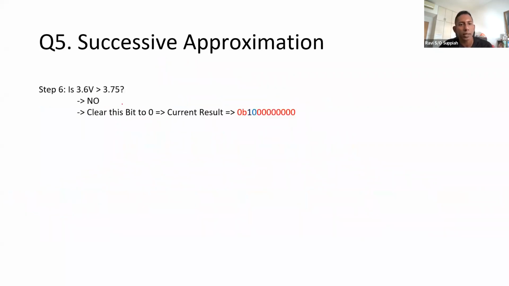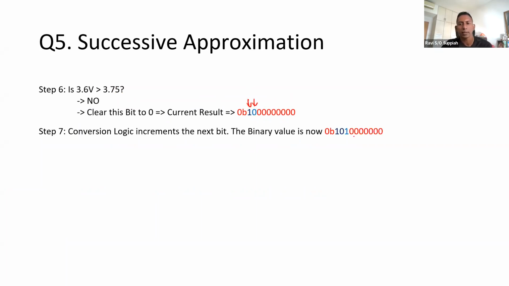When I get 3.75 volts and I do the comparator check, I will realize that 3.6 is actually smaller than 3.75. So if it's not bigger, then I clear the bit. The first bit was set, the second bit is cleared. Then I move on to the next bit, and then I keep repeating this.